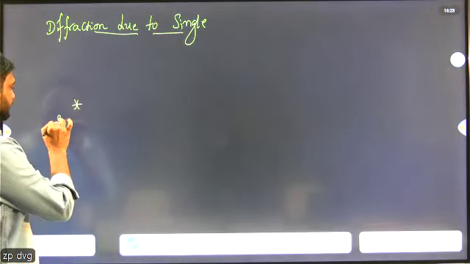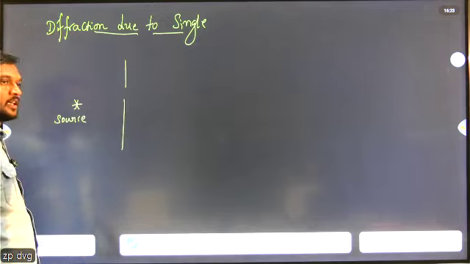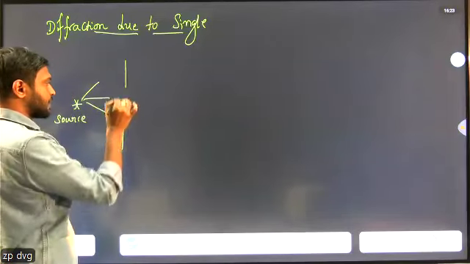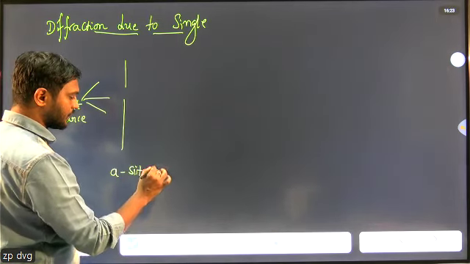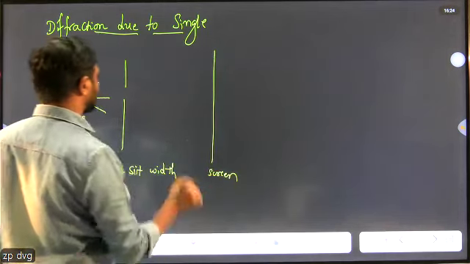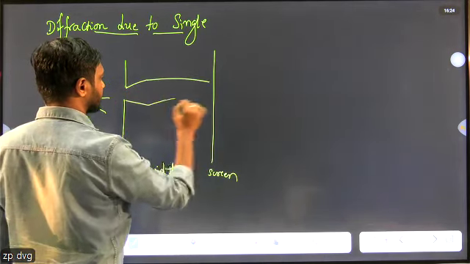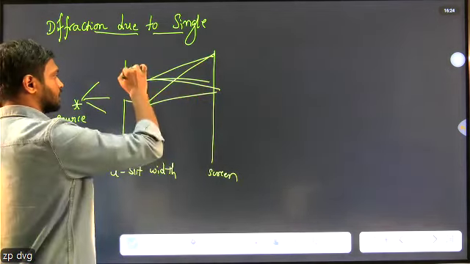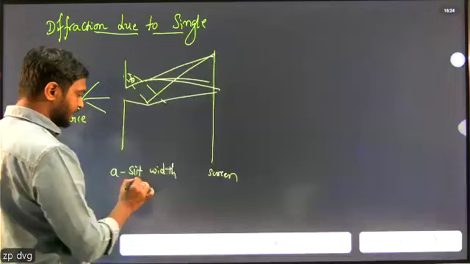So this is the source, and this is again light illuminating. These slits are separated by a distance. Here a is called the slit width, and this is the screen. This is theta, and a is called the slit width.